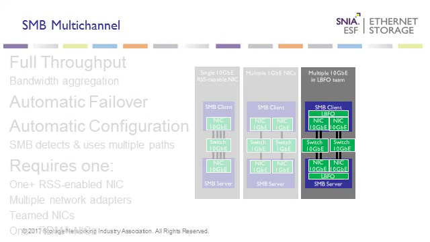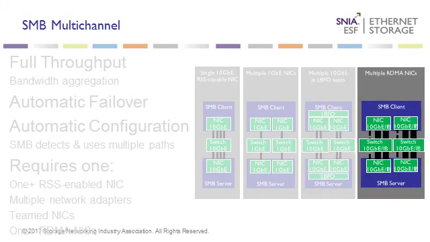Or I can take teamed NICs and use those as well, multiple teamed NICs. But ideally, I can get RDMA NICs. RDMA, I'll get to in a second here with more detail, means I'm getting the fastest and lowest latency networking. And then I'm using as many of those NICs as I possibly can to get some truly astonishing bandwidth.